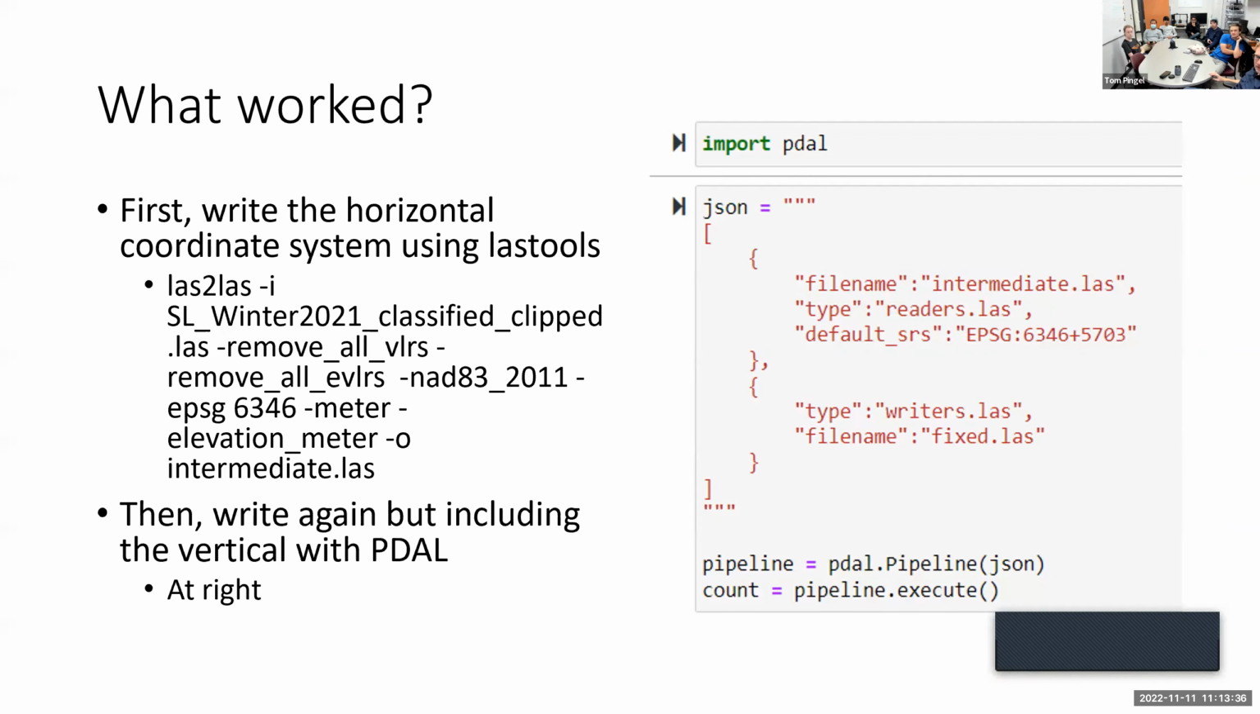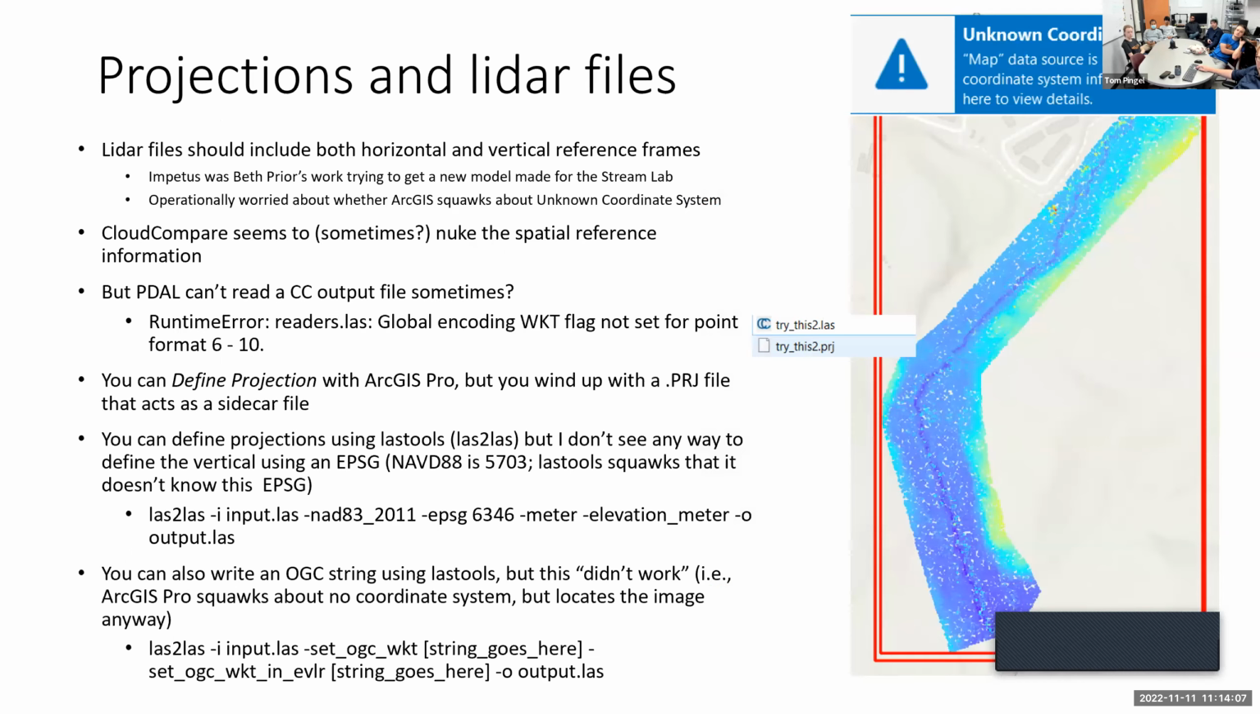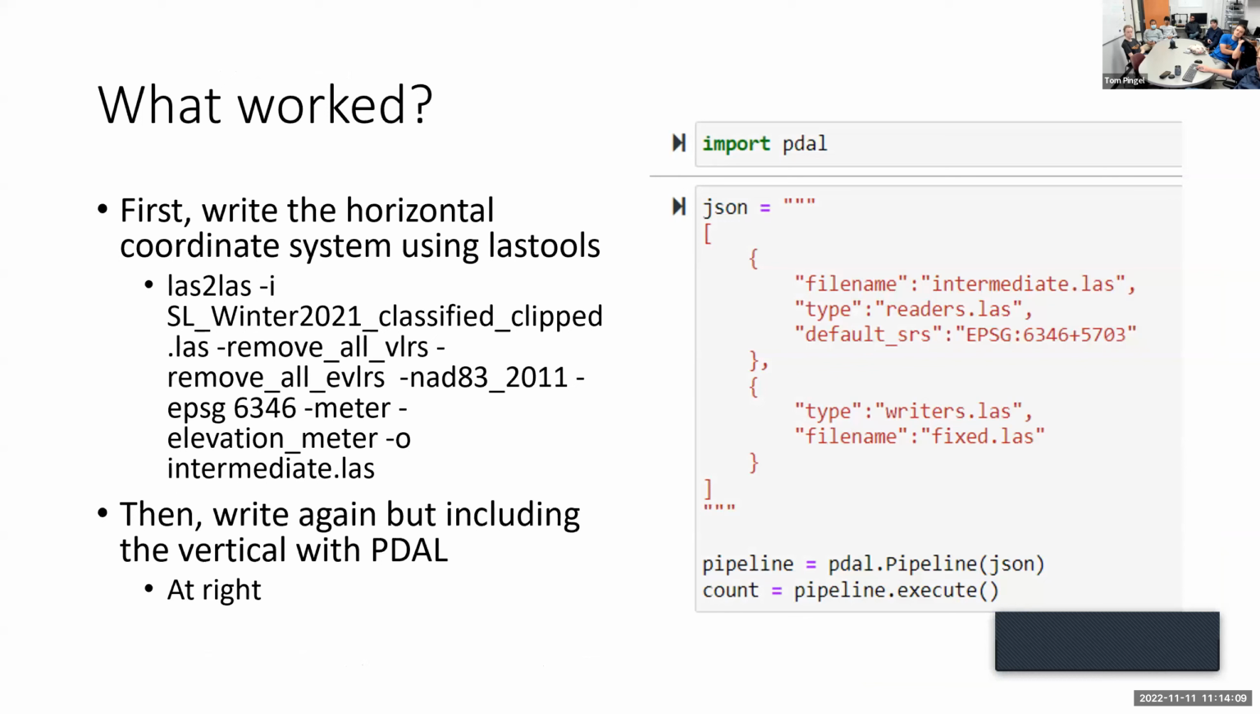So I was like, all right, how do we do this? So I did it 2 ways. The first thing that I did was I tagged the datums in here with LAStools. So I'm removing the variable length records and the extended variable length records. I'm adding in the 2 datums that I need. And in fact, I think I'm doing it twice. So this way and that way.